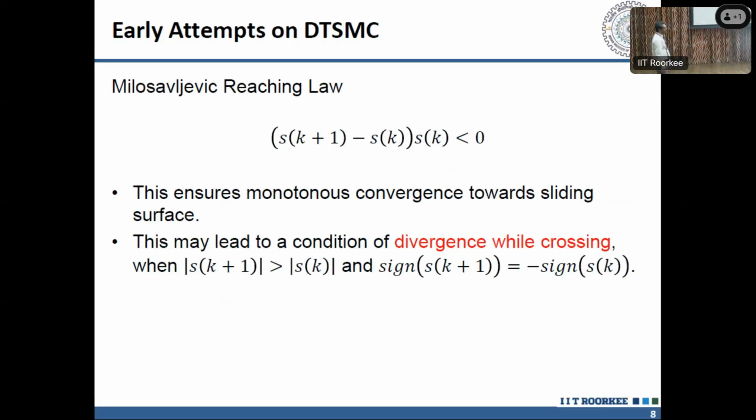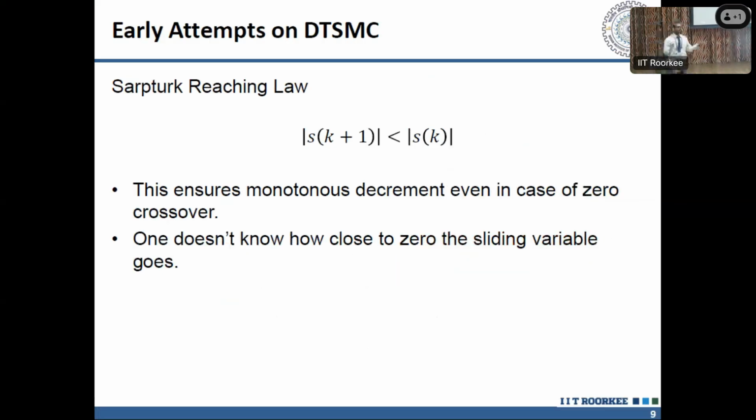Then Tartuk simply proposed what is required. What is required is that the mod of sk plus 1 should be less than mod of sk. At every instant, my sliding variable value must be lesser in magnitude than the previous value. So even if I am crossing the s equal to 0 surface, I am not crossing beyond the value that I was holding previously. So the divergence problem was eliminated if I am able to satisfy this condition.